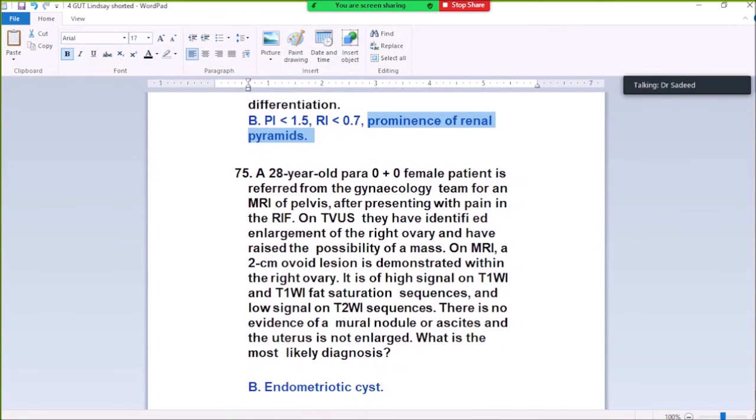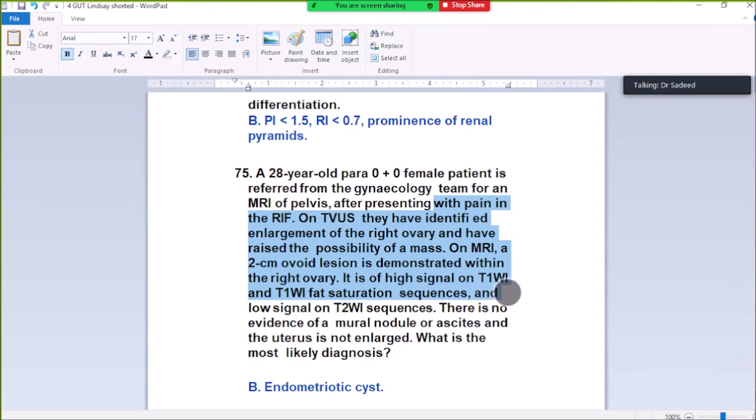Question number 75. A 28-year-old para 0+0 female patient is referred from the gynecology team for an MRI of the pelvis after presenting with pain in the iliac fossa. On transabdominal ultrasound, they have identified enlargement of the right ovary and have raised the possibility of a mass. On MRI, a 2 cm ovarian lesion is demonstrated within the right ovary.